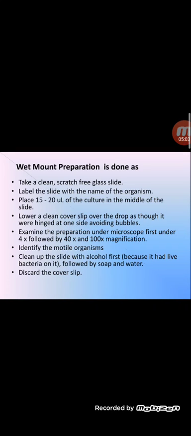This will help us to see the motile or non-motile bacteria, and the cellular arrangement and shape of the bacteria.